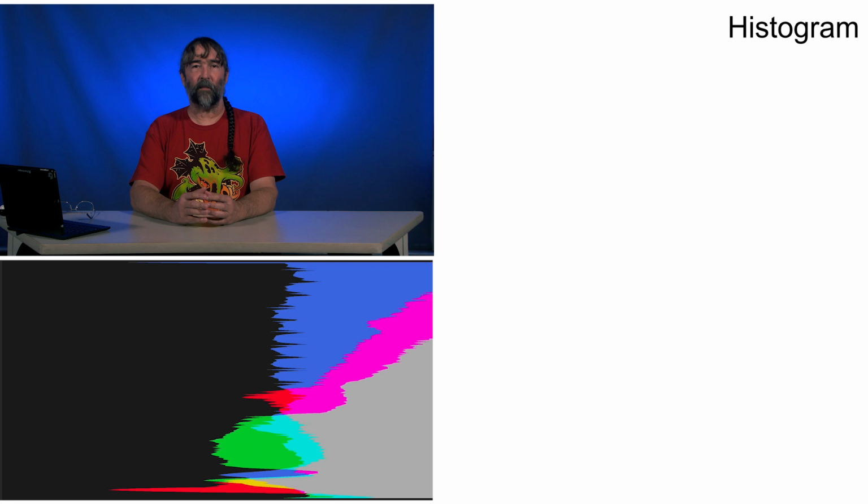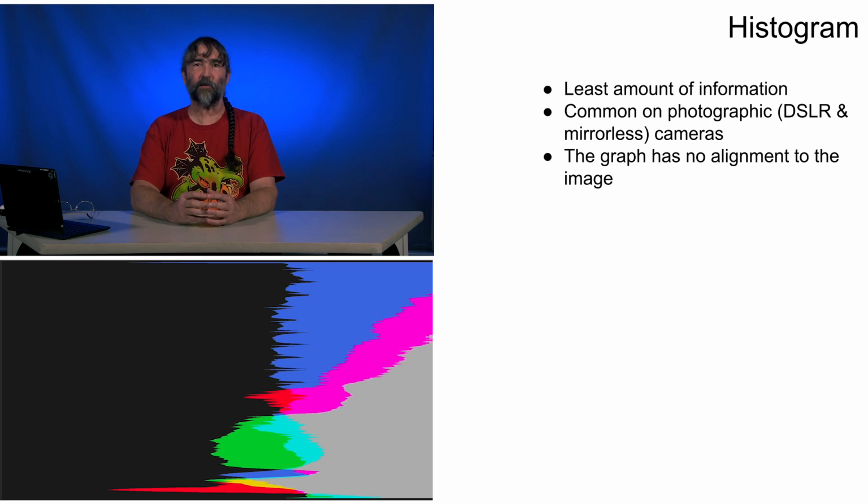Histograms are very common on cheap electronics, and they're very common on cameras that have a background in photography. So if you're shooting with a DSLR or a mirrorless camera, probably you have a histogram as an option. Histograms do not offer much information at all. They are the least useful of the tools we're going to talk about, but they are useful. The histogram that you're looking at now goes from 0% or 0 IRE at the very bottom of the image up to 100% or 100 IRE at the top of the image.